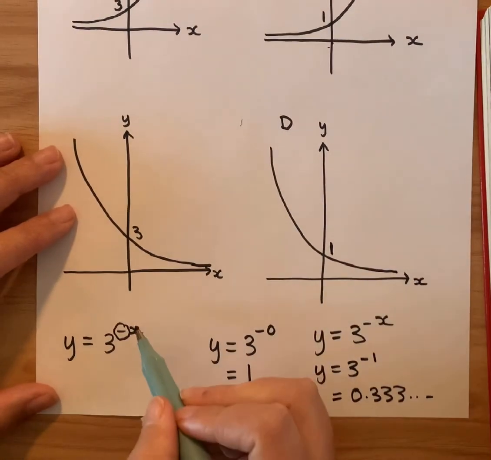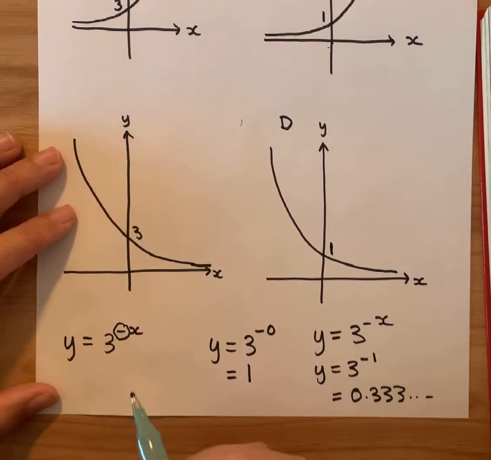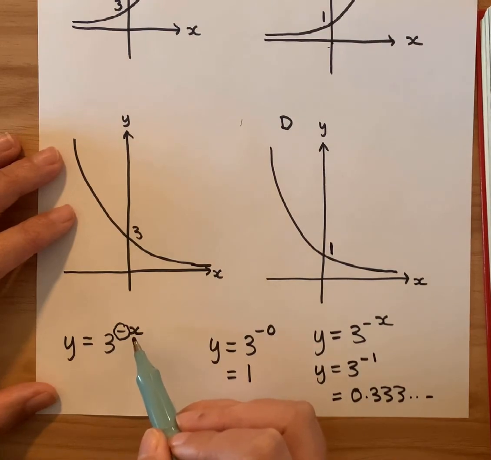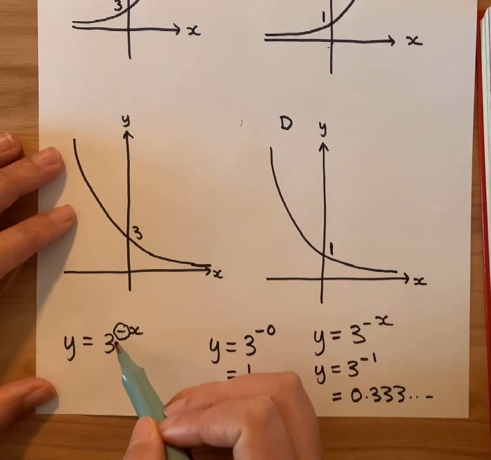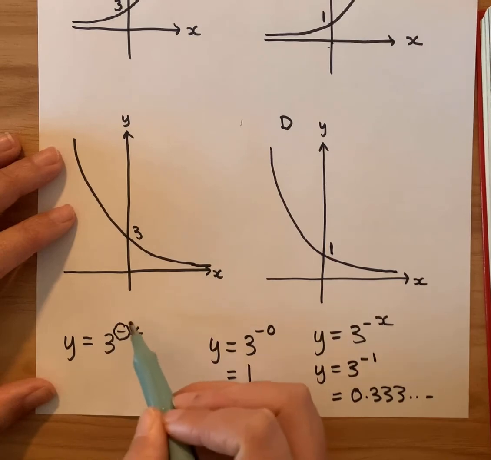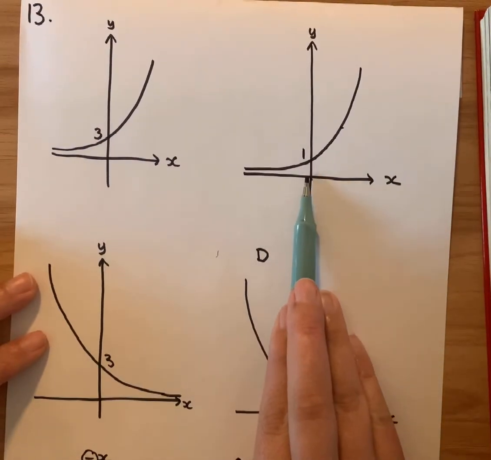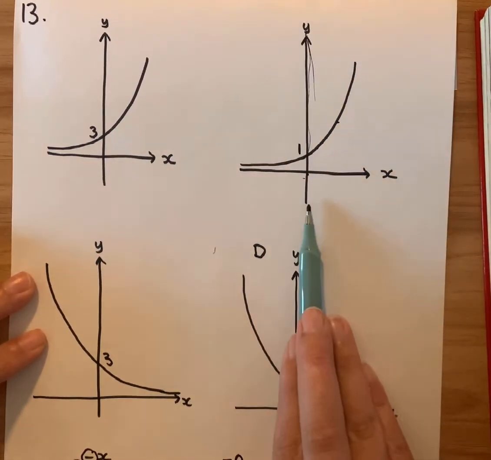And we also know that it has to cut the y-axis at 1 because 3 to the power of 0 is 1, 5 to the power of 0 is 1. Whatever this number is, if it's to the power of x and x is 0, well, it has to be 1.